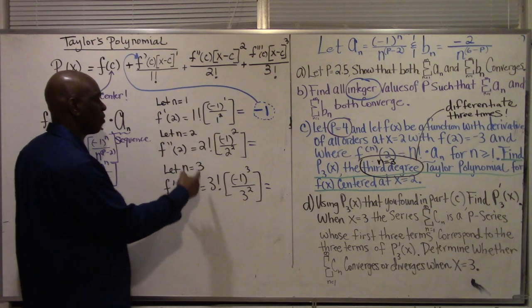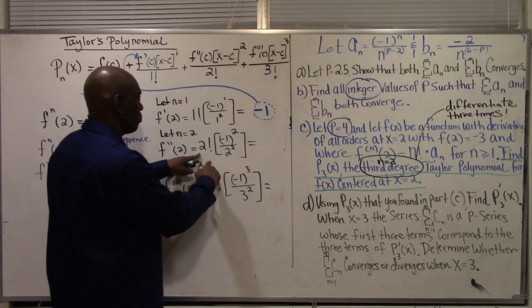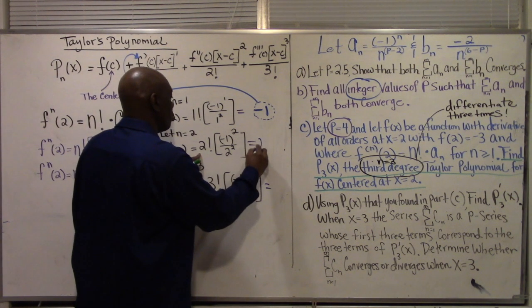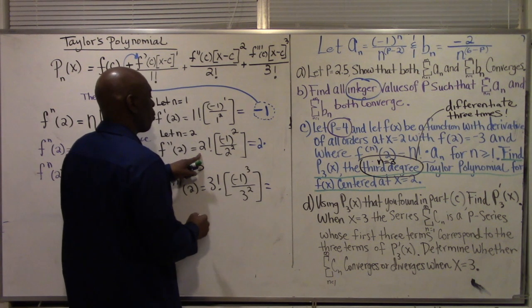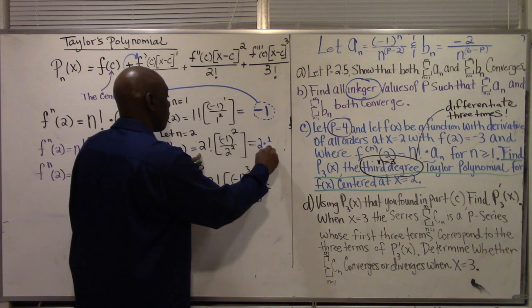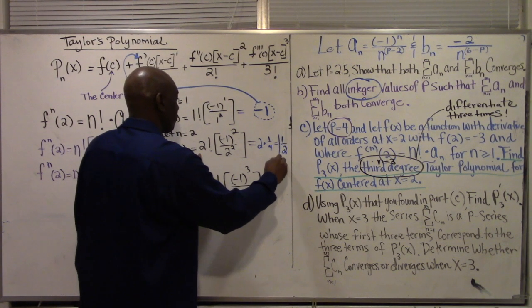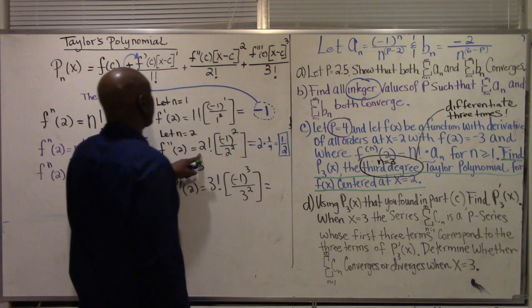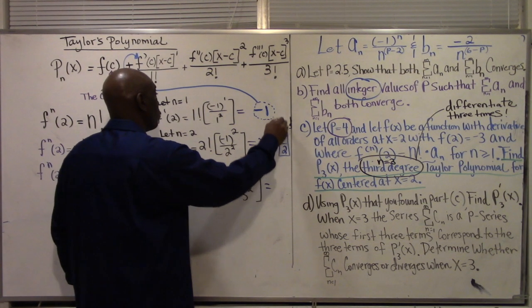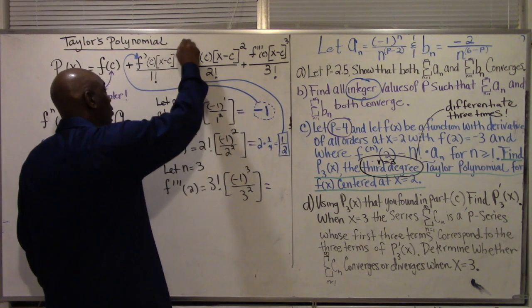What do we get here? Well, 2 factorial is 2. So I'm going to have 2 times 1 over 4, which is simply 1/2. All right, so 1/2 now is going to go right in this spot.